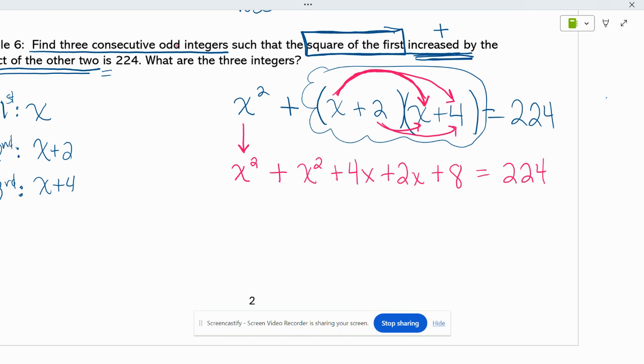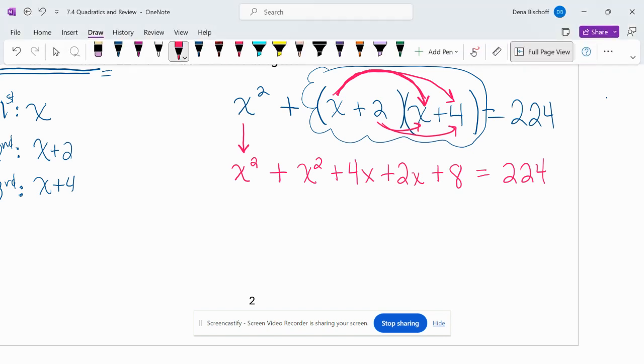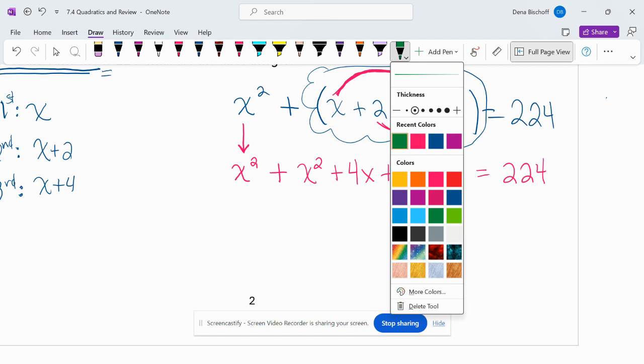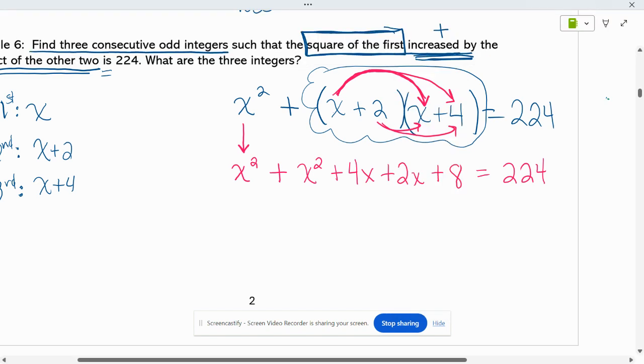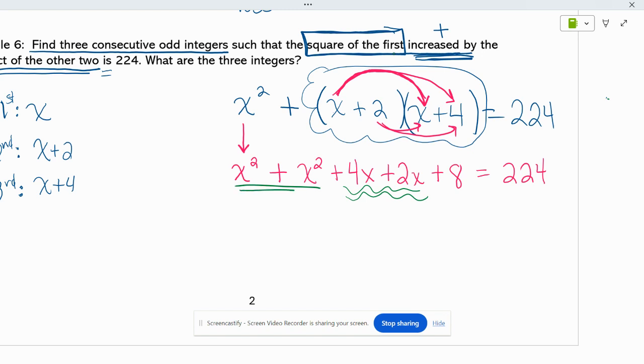Seamus, I'm going to come to you. Big question. You ready for it? I'm waiting for you to write it all down. You got this. Seamus, what are the terms that I can group together on that left side? Nope, the 224 is on the other side. Just focus on this side. What are some things that I can group together? 4x and 2x.